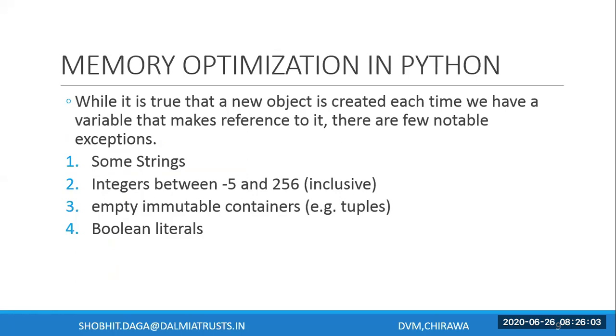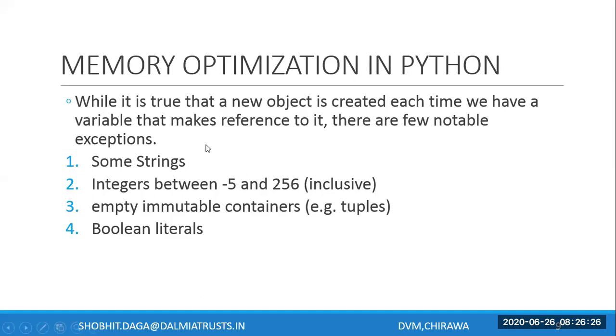Now, memory optimization in case of Python. While it is true that new objects are created every time we have a variable that makes reference to it, okay, whenever we have a variable make reference to an object, a new object is created, but there are a few exceptions. So what are those exceptions? We will study it right now.